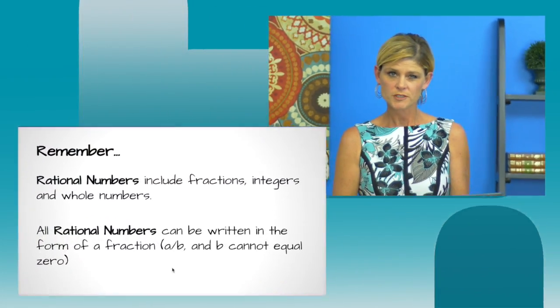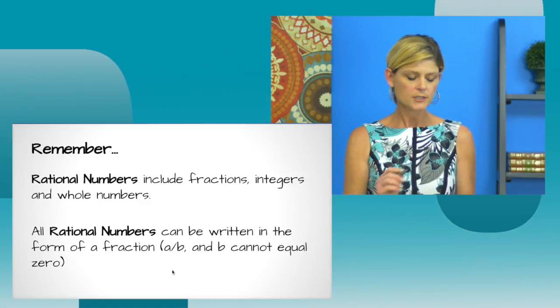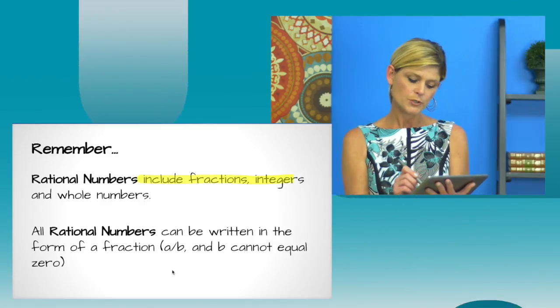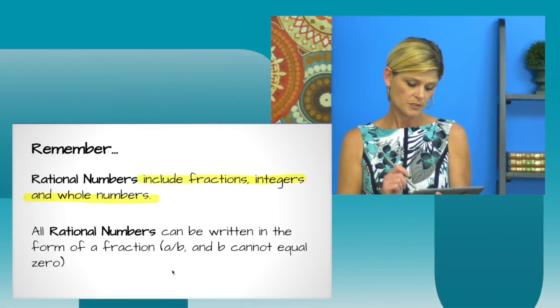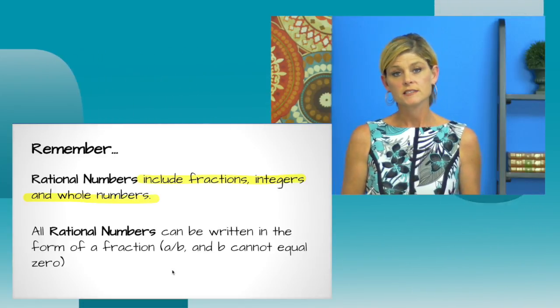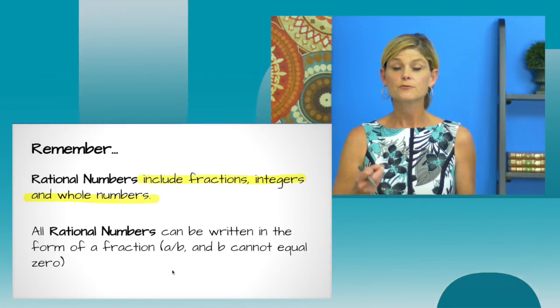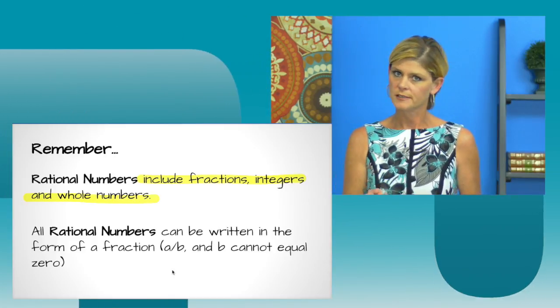Okay, so when we're talking about rational numbers, it's really important to have a good definition. If you need to, write this down, put it on a flashcard. Somehow you're going to want to remember that rational numbers include fractions, integers, and whole numbers. Another way that's easy to remember what a rational number is, is to remember that it can be put into the format of the fraction a over b, assuming that b doesn't equal 0.